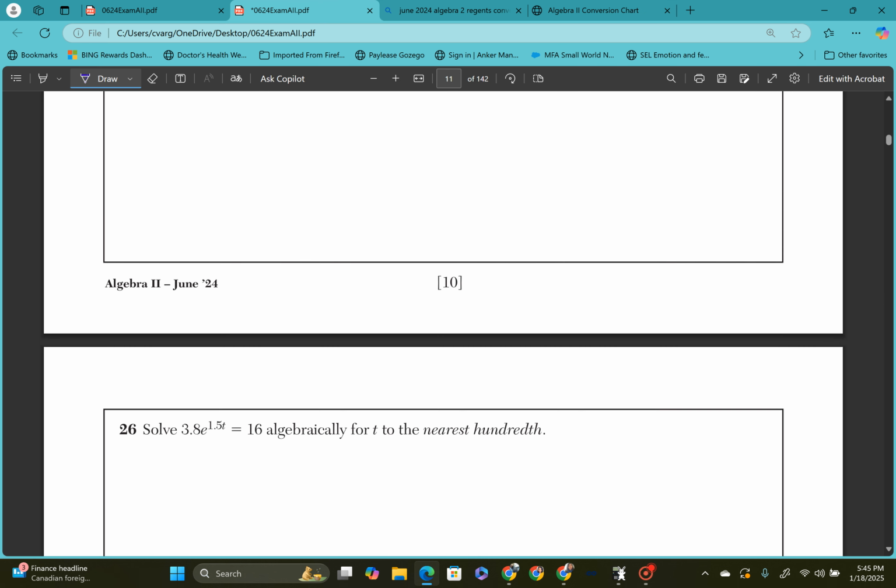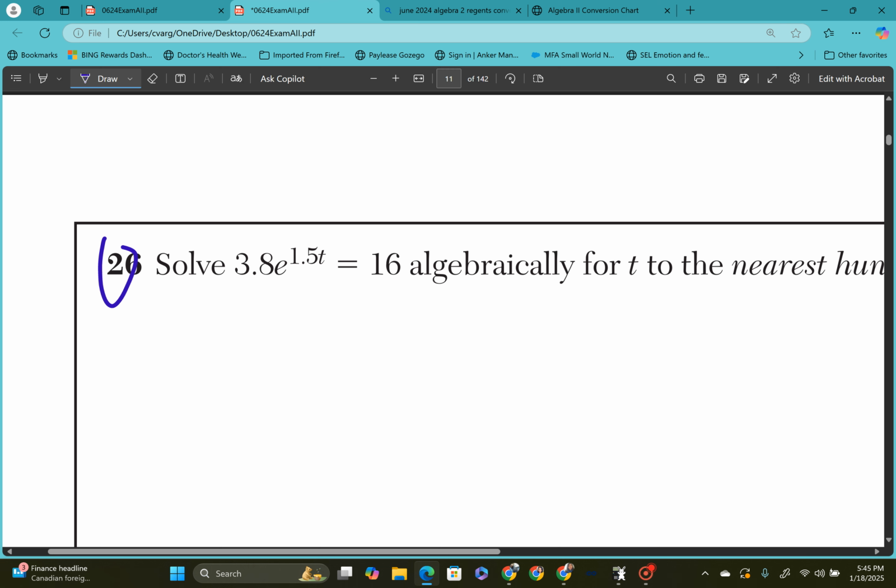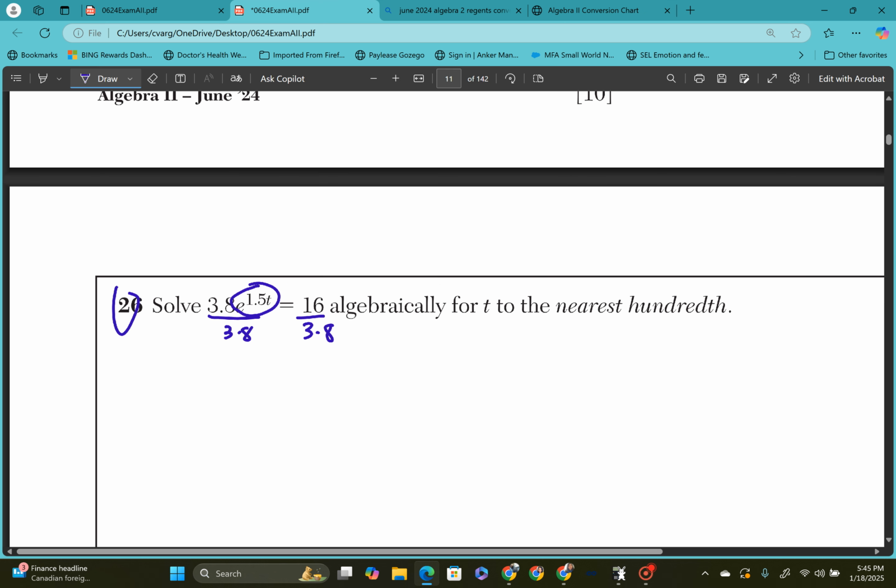Okay. Question number 26. You could definitely do this. So watch. Very simple. So first thing I want to do is divide both sides by 3.8, because I want to get the weird thing by itself. So when I do that, this cancels out. So I am left with e to the 1.5t is equal to 16 divided by 3.8.